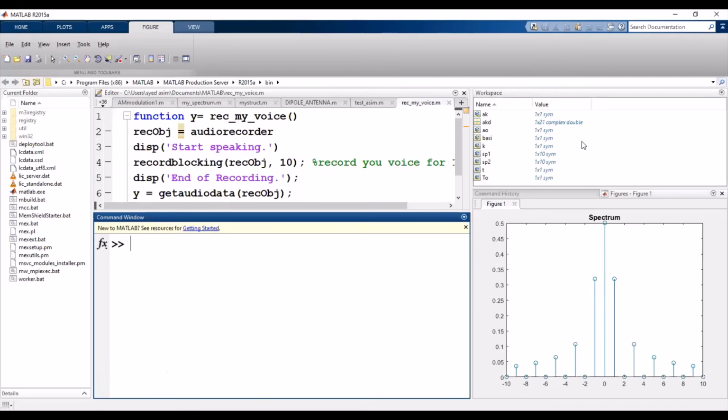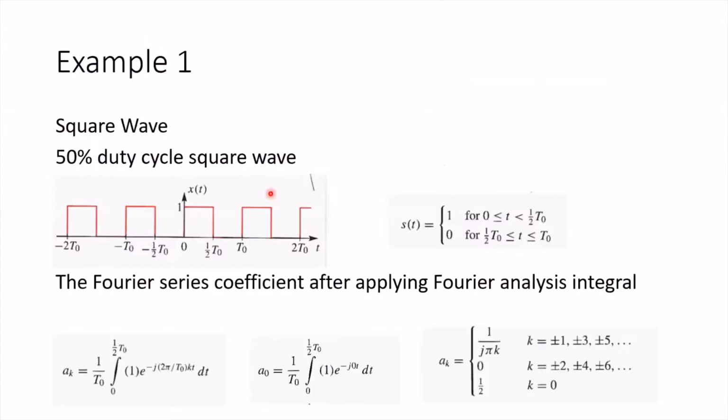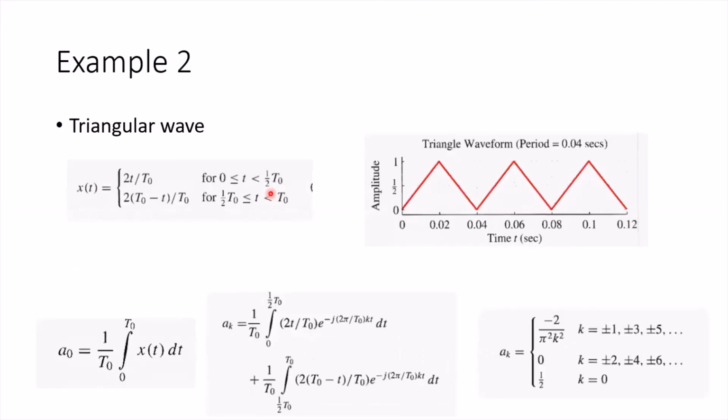Okay, and now for the next example, if we have a triangular waveform and we want to plot the spectrum. For the triangular waveform, again we have x of t is equal to 2t over t naught from 0 to t naught by 2, and 2 t naught minus t over t naught from t naught by 2 to t naught. Again we have a formula for a naught and ak.